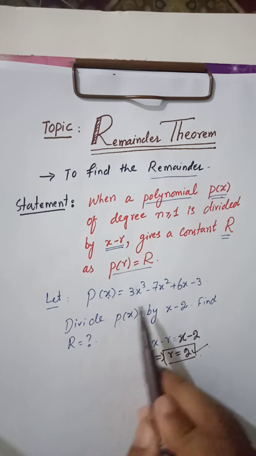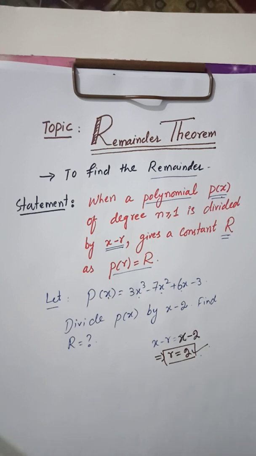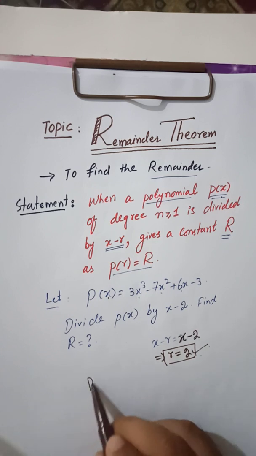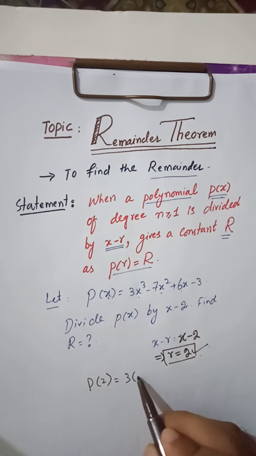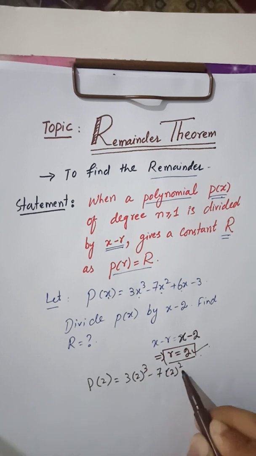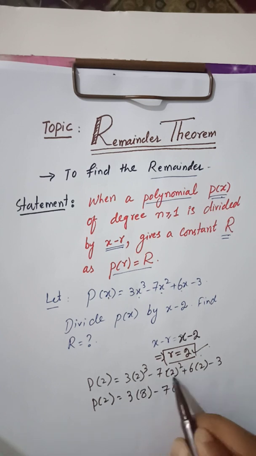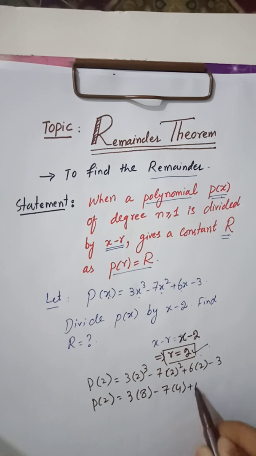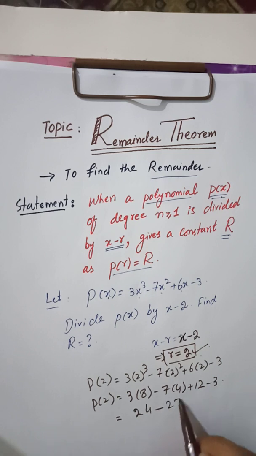So just replace x by 2 and calculate that expression. You will get the remainder without performing division. So I am plugging 2 here. This is p of 2: 3 times 2 cube minus 7 times 2 square plus 6 times 2 minus 3. So this is 3 times 2 cube, which means 8, 7 times 2 square, which means 4, 6 multiplied by 2 is 12, minus 3. So this is 24, this is 28, and from here 12 minus 3 is plus 9.